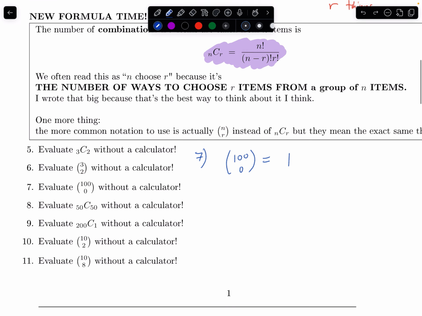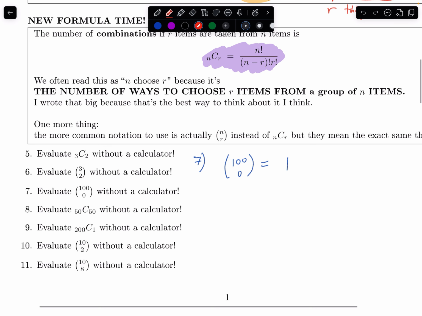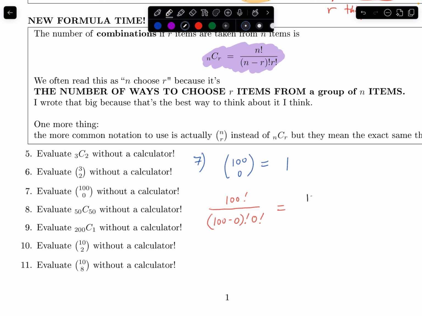Let's confirm that with our formula now, though. This nice purply highlighted formula. So this would be 100 factorial up top. On the bottom, it's 100 minus r, which is 0 in this case, factorial, and then the 0 factorial. Remember, 0 factorial by definition we said is just 1. So this is going to become 100 factorial up top. 100 minus 0 is 100, and then the factorial afterwards. And then 0 factorial is the same as 1, so multiply by 1. Multiplying by 1 is not going to change anything, so you don't even have to write this if you don't want to.